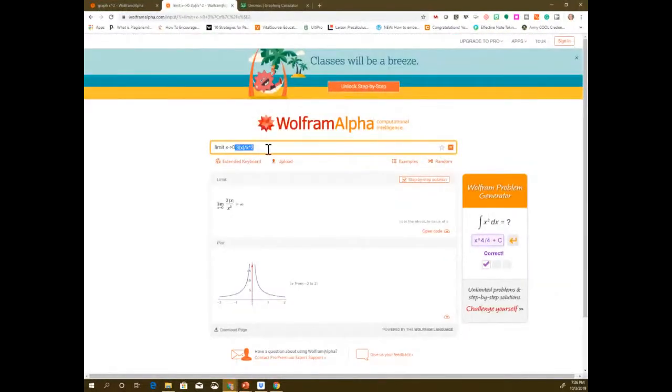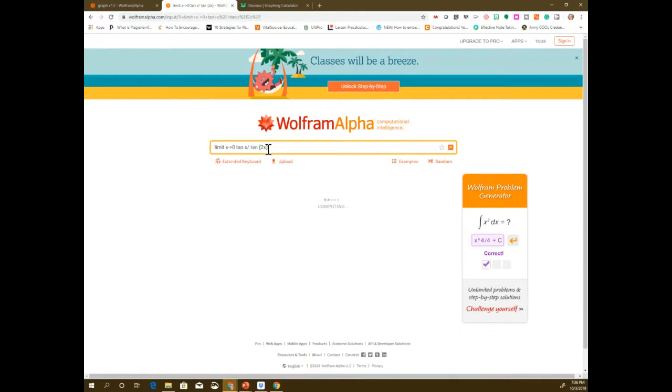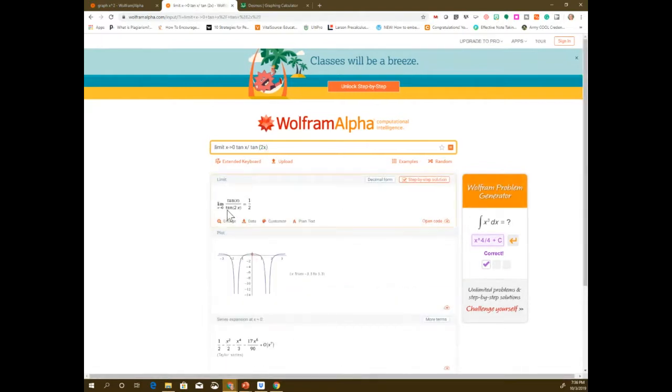Limit as x goes to 0, that can stay the same. And then I have tangent of x divided by tangent 2x. You can verify you've typed it in correctly by making sure that the math it displays matches. So you can see that's 1/2. That's correct.